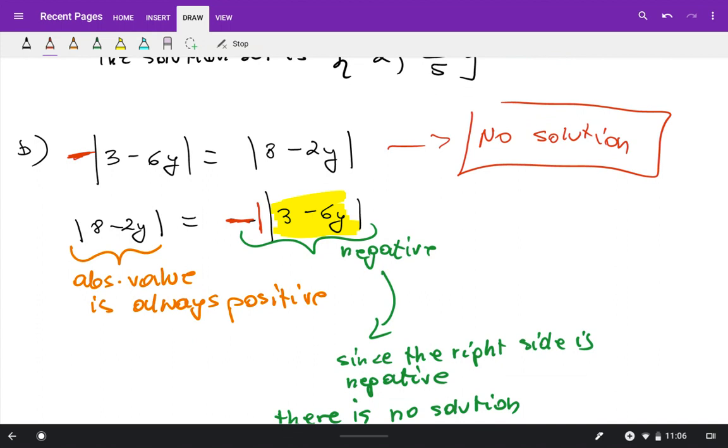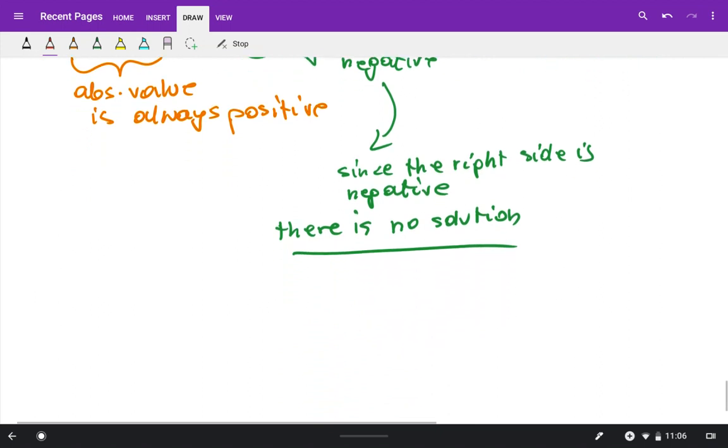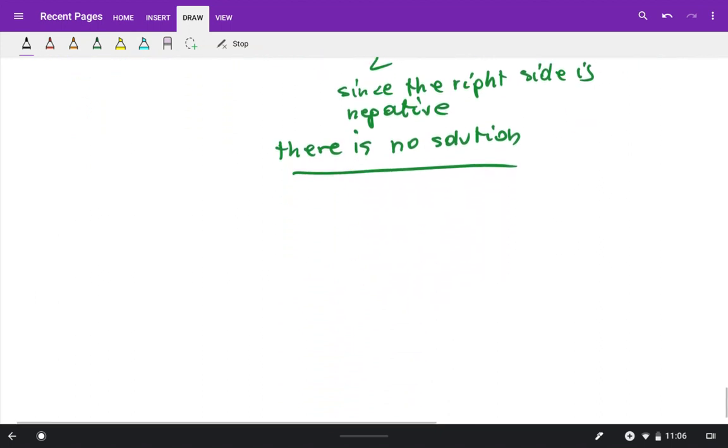I explained that before. You can have the empty set if it is multiple choice, or sometimes they just put the empty brackets. So no solution, both notations are correct. So here we didn't have to solve it. And example C, that is our last example.